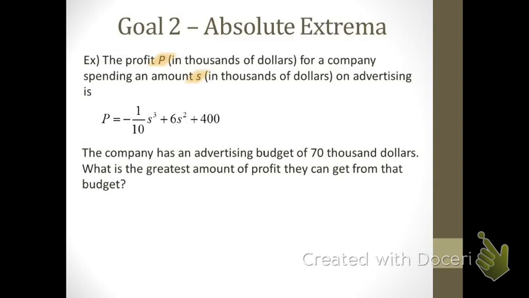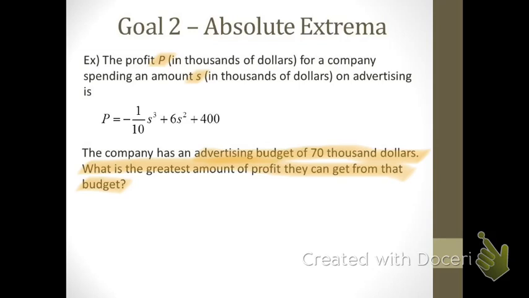And so this company, I guess, has figured out that they can calculate their profit based on the amount of money they spend on advertising. All right, pretty handy. Businesses try to do this kind of thing, actually. Now, there's a little bit more to the problem. It says that the company has an advertising budget of $70,000. That means they cannot exceed $70,000. We want to know what is the greatest amount of profit that they can get from that budget.